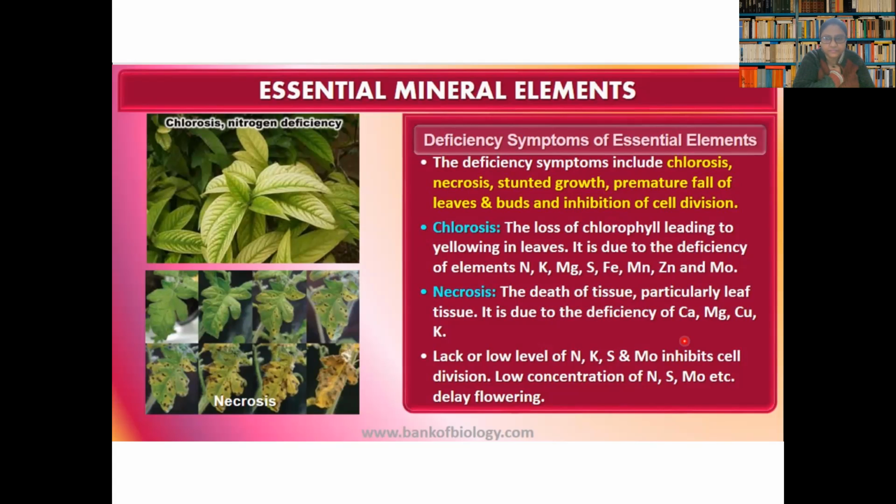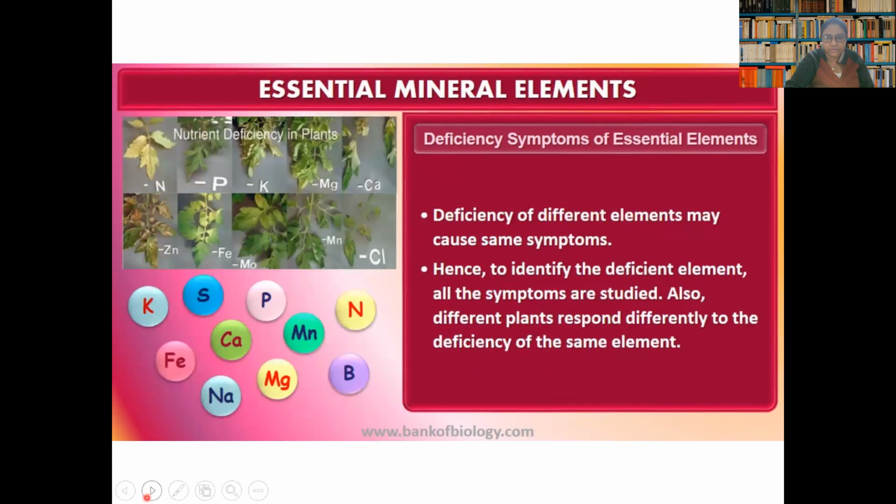Class? It is potassium and magnesium, isn't it? So apart from that, nitrogen, potassium, sulfur and molybdenum inhibit cell division if they are in low amount. And nitrogen, sulfur and molybdenum, if present in low concentration, will delay the flowering.